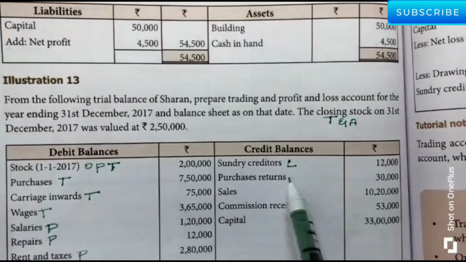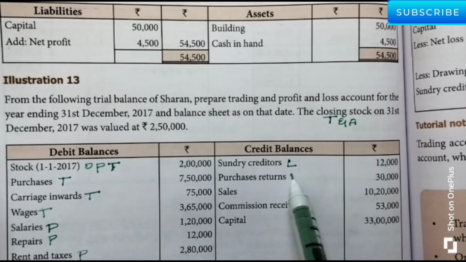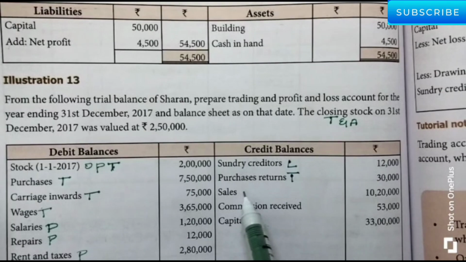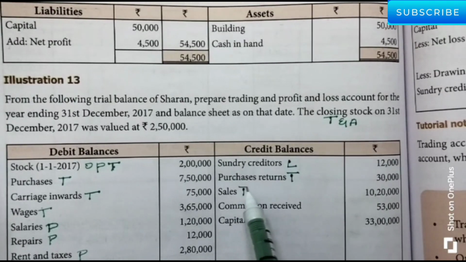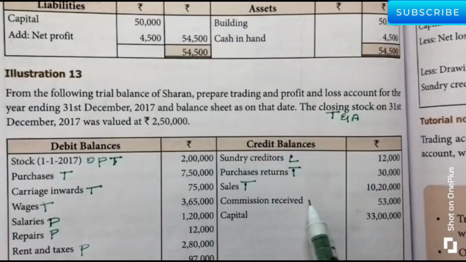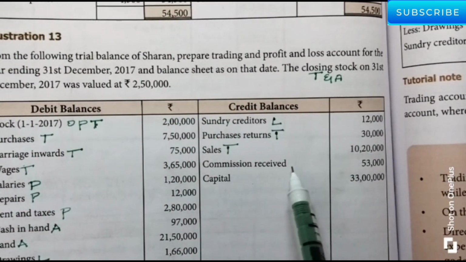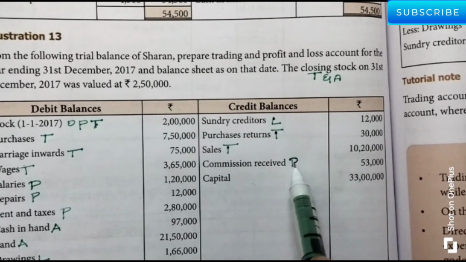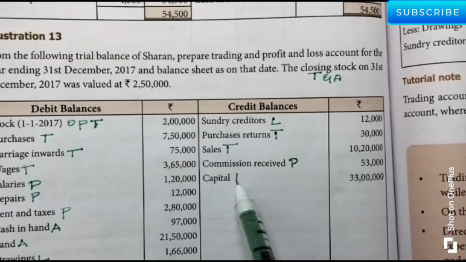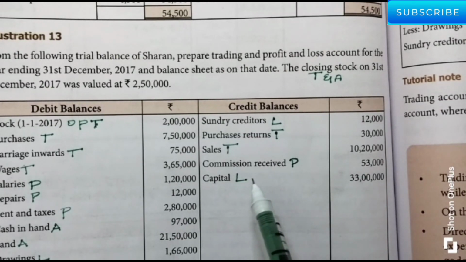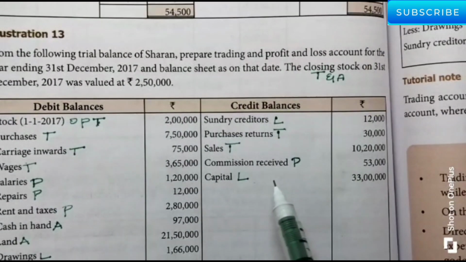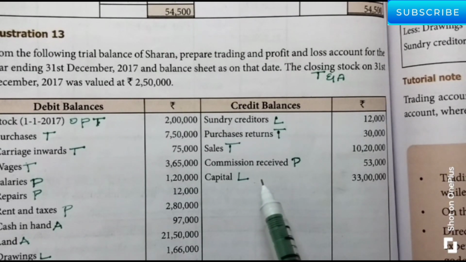Purchases written, you have to subtract the purchases written from purchases on debit side of the trading account. So trading account. Sales goes to credit side of the trading account. Commission received, it's an indirect income. So it goes to indirect income, means profit and loss account. Then capital is the liability of the balance sheet. So we have identified and marked from the given information.